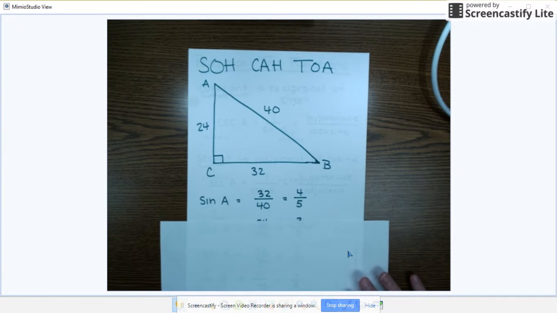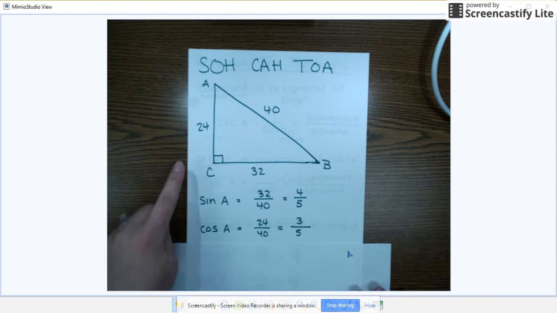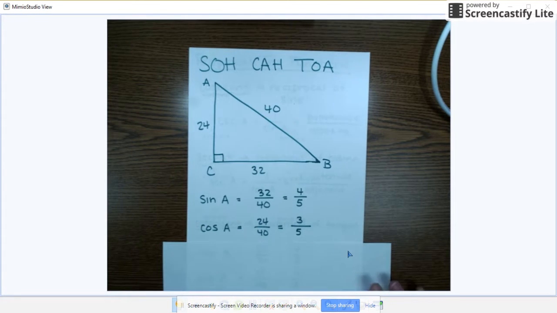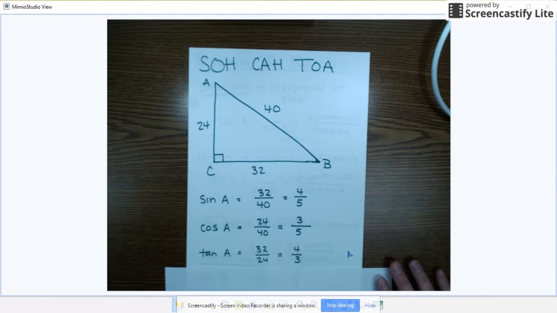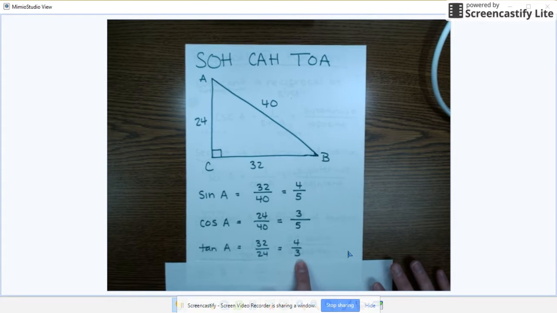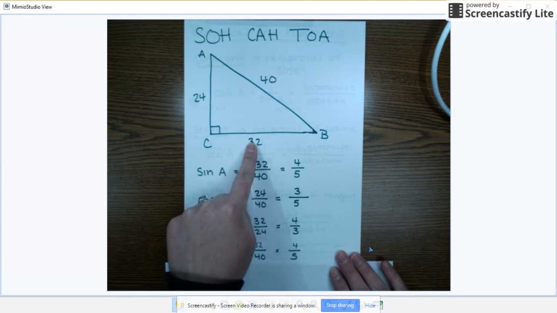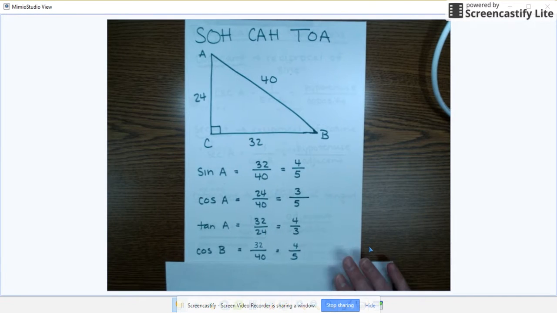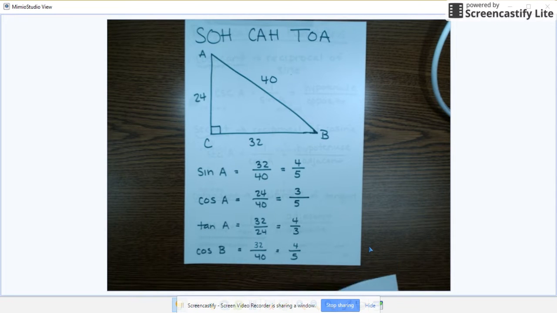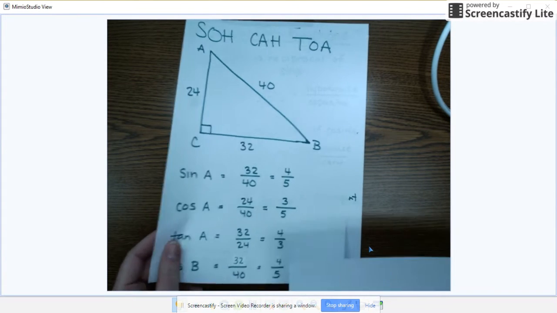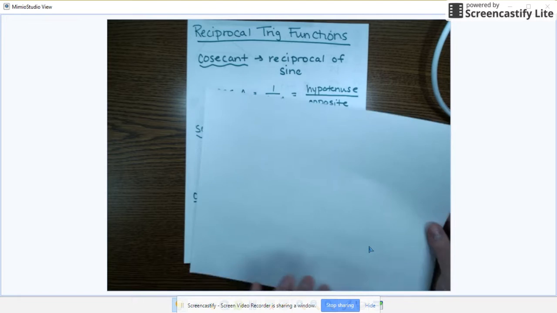Cosine of A would be adjacent over hypotenuse, so 24 over 40, which simplifies to 3/5. Tangent, opposite over adjacent, would be 4/3. And then if we switch our angle and find cosine of B, it would be 32 over 40, which again simplifies to 4/5. So those three trig functions hopefully are review.